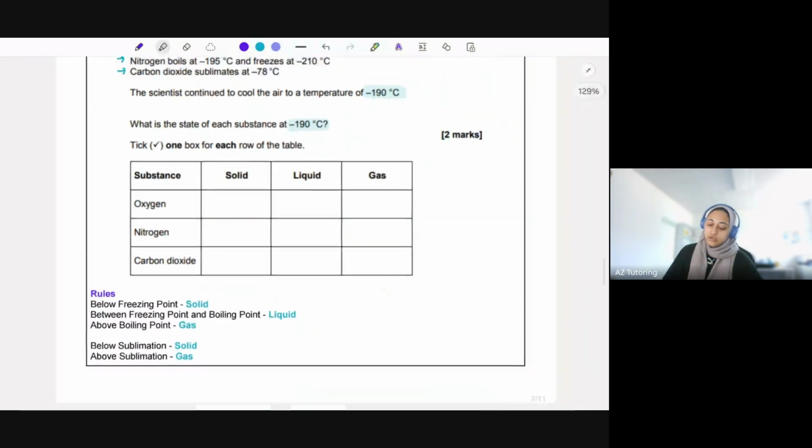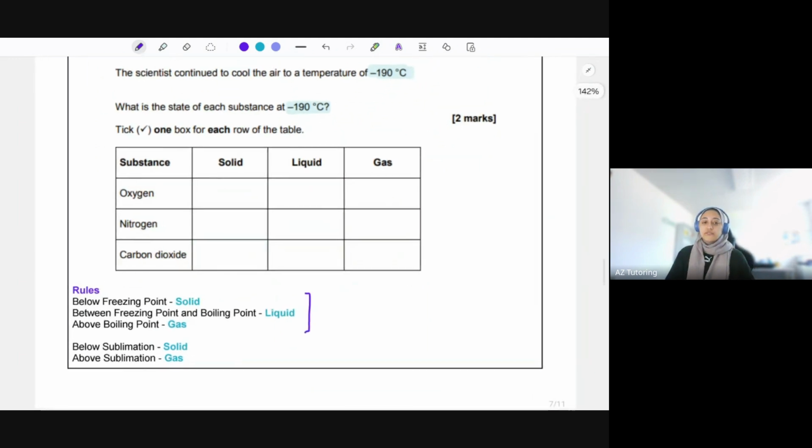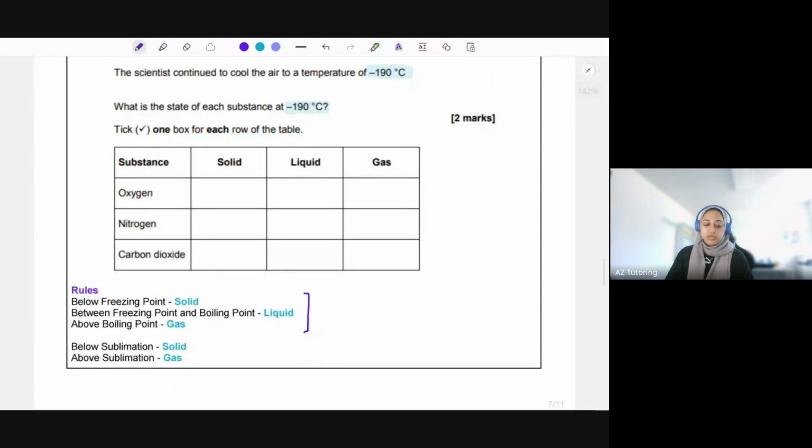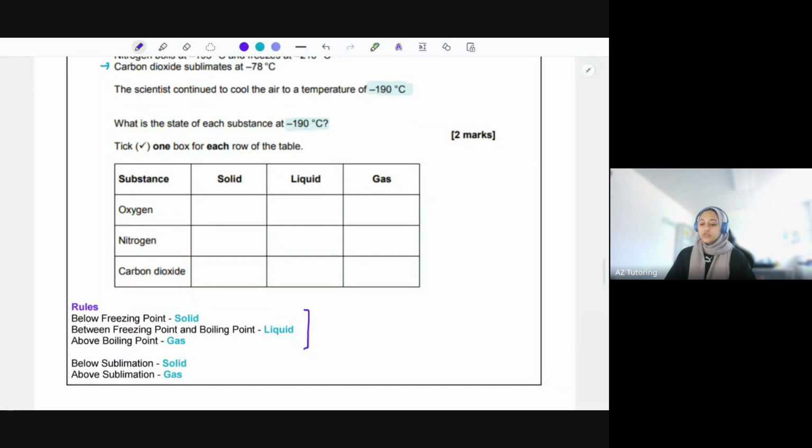So the rules that you're going to be using are these here. So these are your 3 main rules. If it's below the freezing point, it's going to be a solid. If it's between the freezing point and the boiling point, it's going to be a liquid. And if it's above the boiling point, it's going to be a gas. So the generic rule is, if you increase the temperature, it's going to go solid to liquid to gas. That's your generic rule in order of it going.